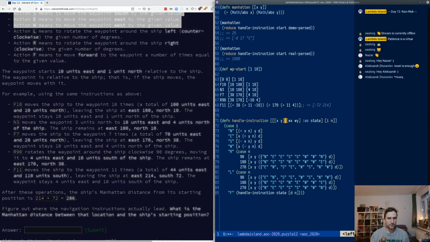So, yeah, I got my XY position of the ship and my XY position of my quote-unquote waypoint. So the state that we're going to thread through the reduce is going to be this two element vector of two element vectors. And these are fairly straightforward, because they only change the waypoint.